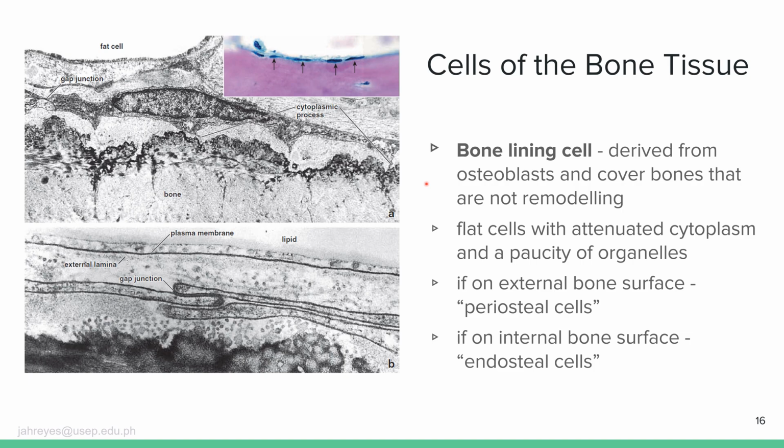So before they were thought to function in maintaining and supporting the osteocytes nutritionally through regulating the movement of calcium and phosphate in and out of the bone. So those are the bone lining cells. So these are electron micrograph illustrations of the gap junctions of these bone lining cells.